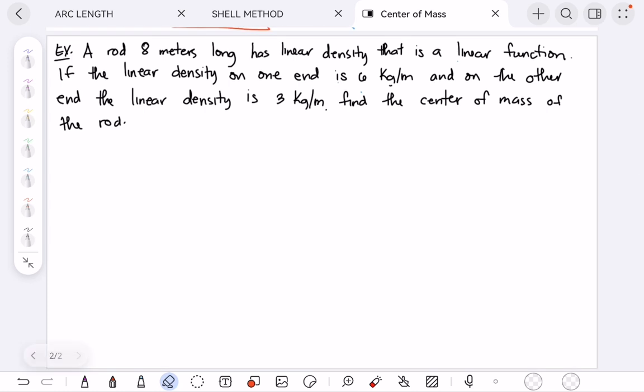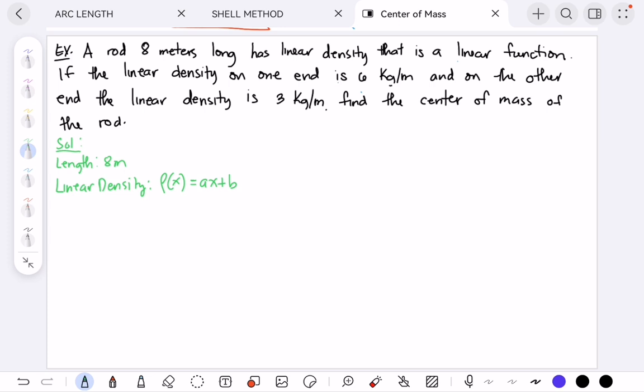Okay, let us look at another example. A rod 8 meters long. So let me take note of that. The length of the rod is 8 meters. It has a linear density that is a linear function. So let me write that. A linear function is a function of the form ax plus b.